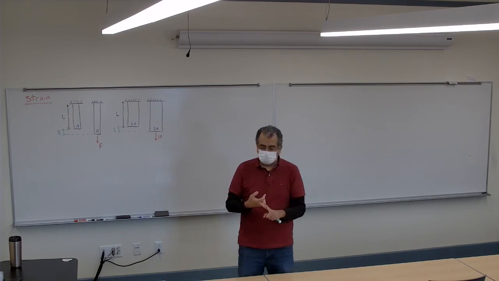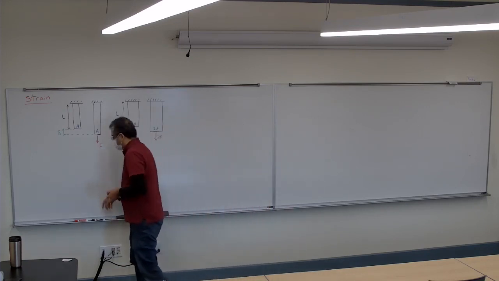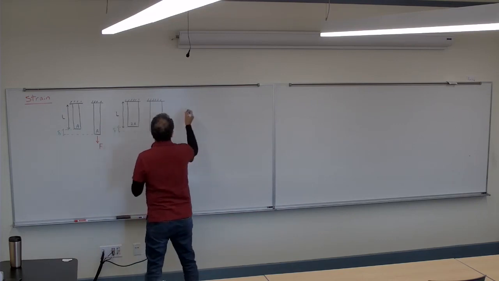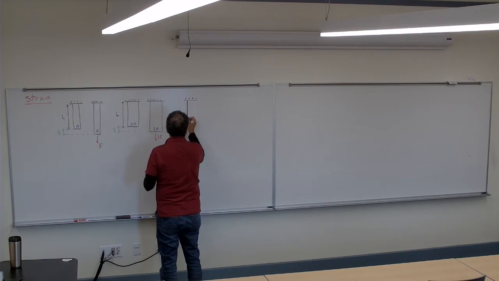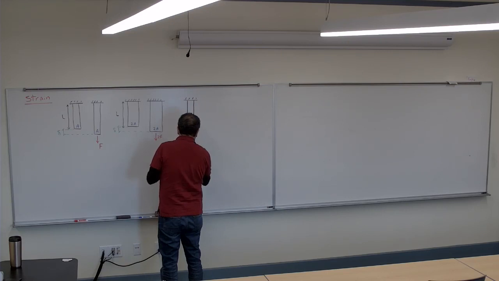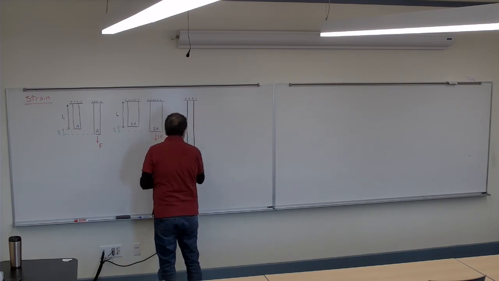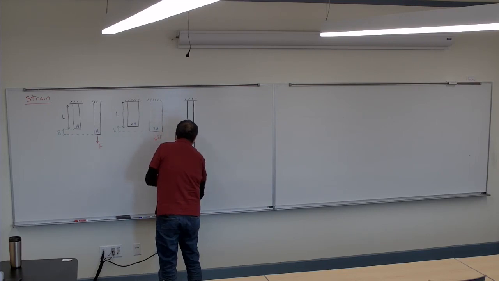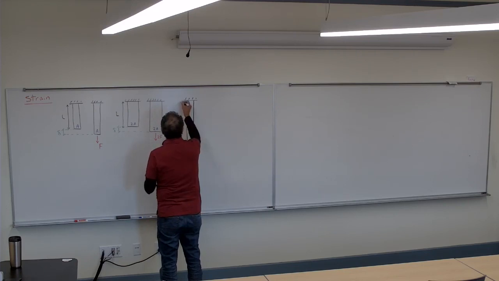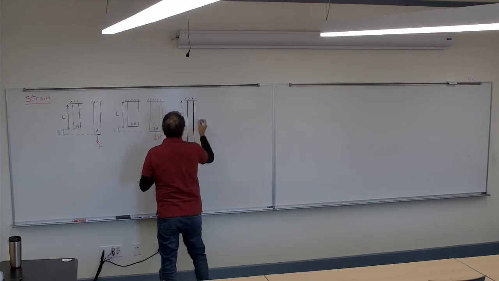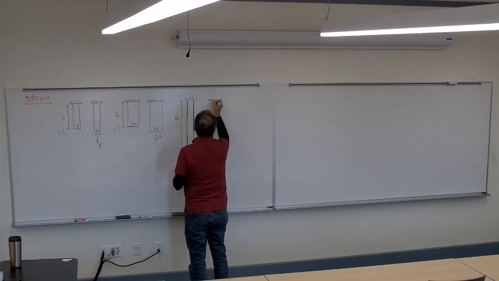What about the length? Compared to the first one, this time I double the length, and keep the cross-section area the same. So the length is this time 2L. And then keep the force just F.